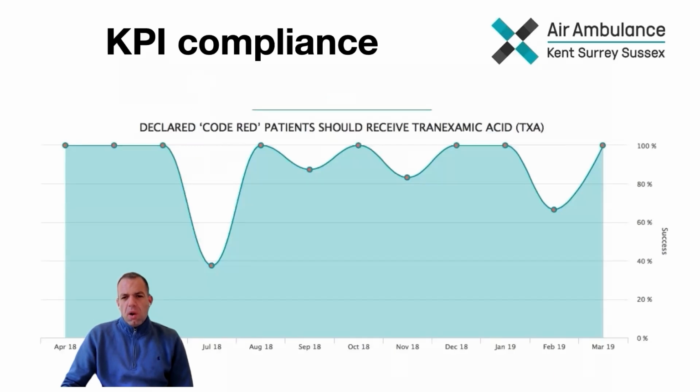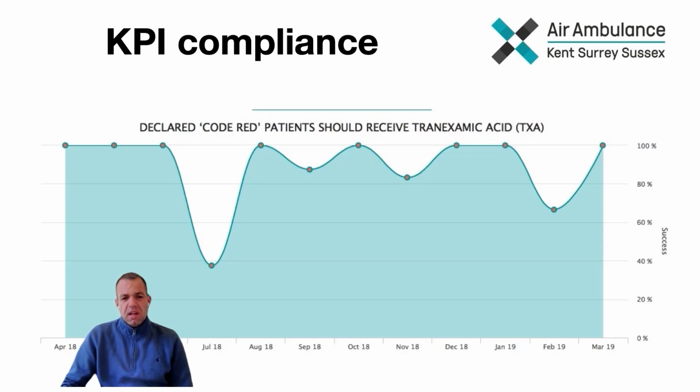And when we talk about quality, there are so many areas that we can think about, cardiac arrest being one. Trauma is obviously very close to my heart and what we do. So, little things: all code red patients, so that's a patient that's bleeding out. We know that tranexamic acid is a good thing. All patients who we think are bleeding out should have tranexamic acid, ideally within an hour of injury.